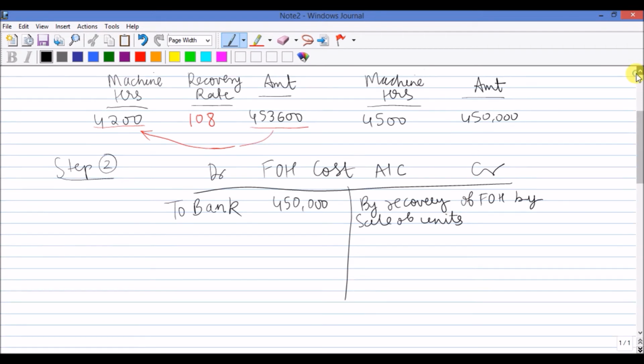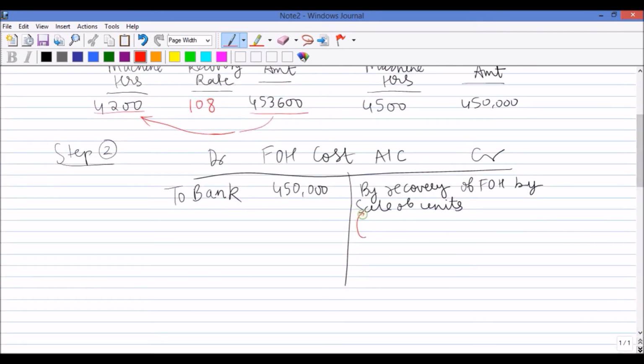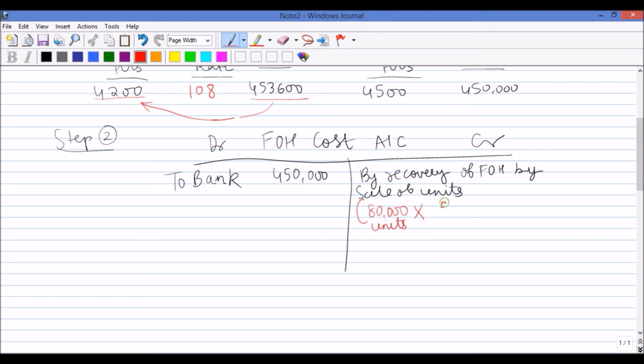So friends, how many units have we sold? We have sold 80,000 units, and the recovery rate per unit is how much? The recovery rate per unit is 5.4. So 5.4 is the recovery rate. So 80,000 into 5.4 is going to give me 4,32,000. Very simple.